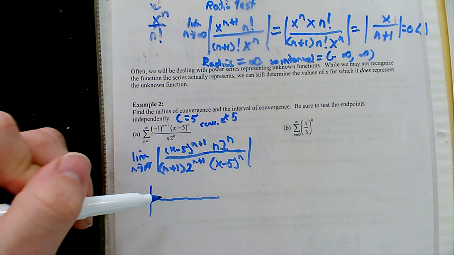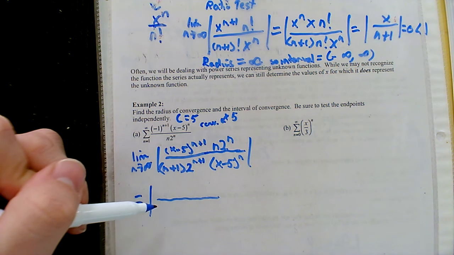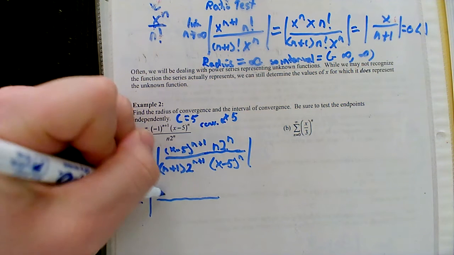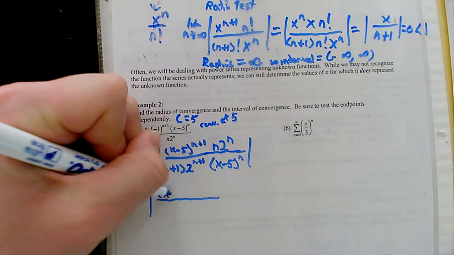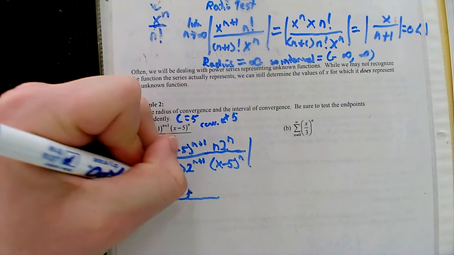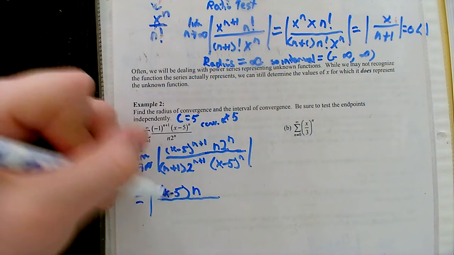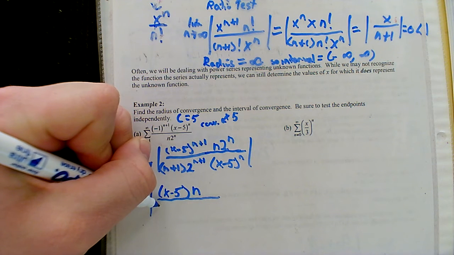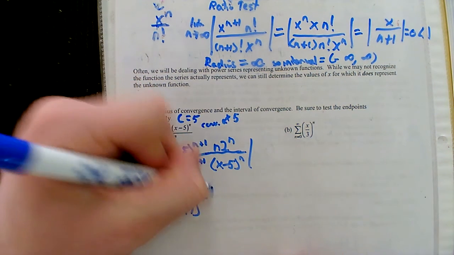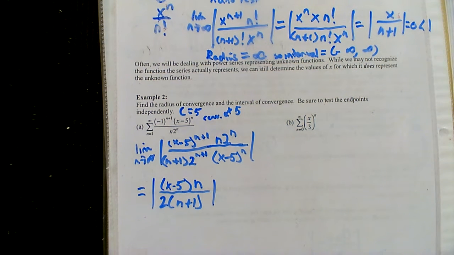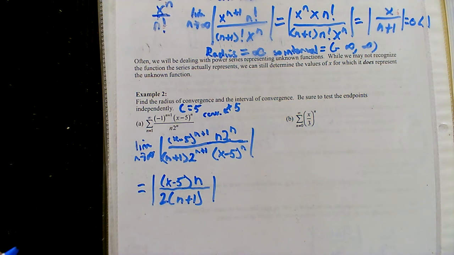Anybody find the reduced top portion, the numerator, yet? x minus 5, what? Sorry? x minus 5 times n. Yes. Okay, that's the top. What's the bottom? 2 times n plus 1. Yep. Okay, so that's our top and our bottom of our reduced one. We canceled out our terms. Let's see. What else can we do?